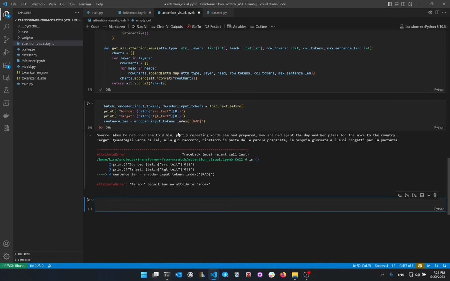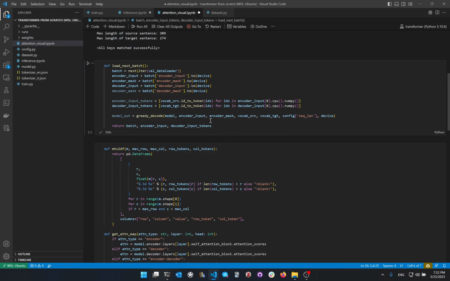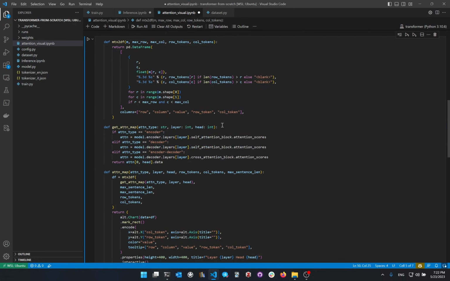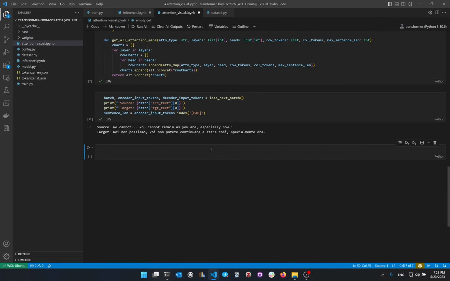And there is some problem. Here I forgot to, this function was wrong, so now it should work. Okay, this sentence is too small, let's get a longer one. Okay, let me check the quality. You cannot remain as you are, especially you. Noi non possiamo, voi non potete continuare a stare così, specialmente ora.